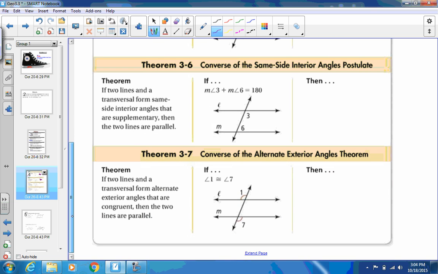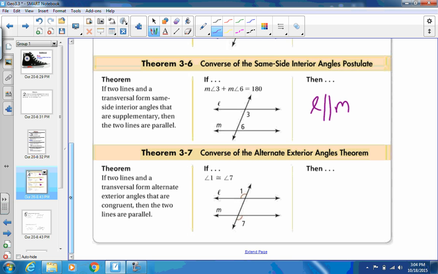Third one, the converse of the same side interior angles postulate, so I guess I switched these two around. If the measure of angle 3 plus the measure of angle 6 adds up to 180, so they're supplementary, then line M and line L are parallel.